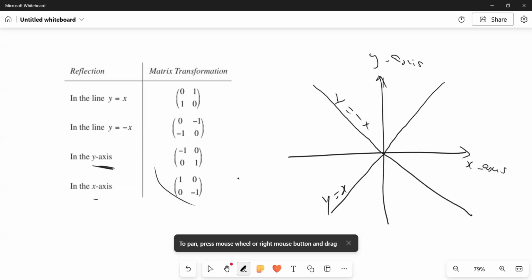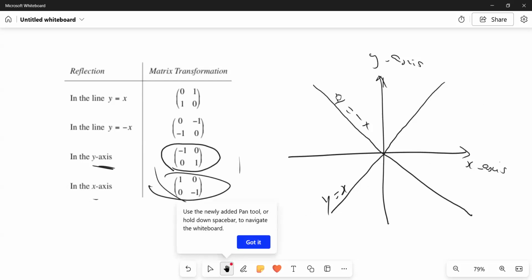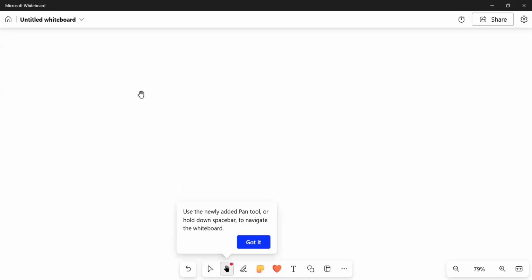So these are the matrices that'll do it for you. These are kind of standard matrices. So if I give you the vertices of some shape, and I say, perform a reflection in the y-axis, you take this one, and you multiply the vertices. If I say perform a reflection in the x-axis, you take that one, you know? Are you following that? Yes, sir.